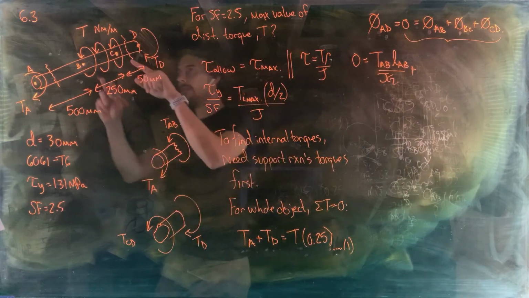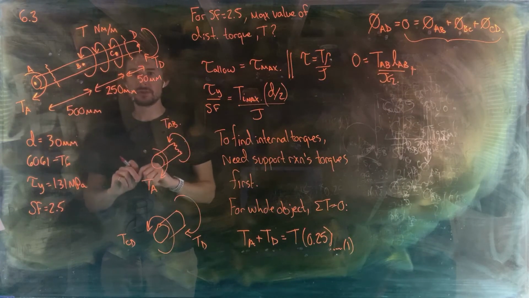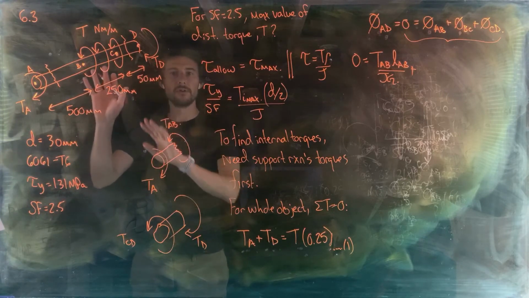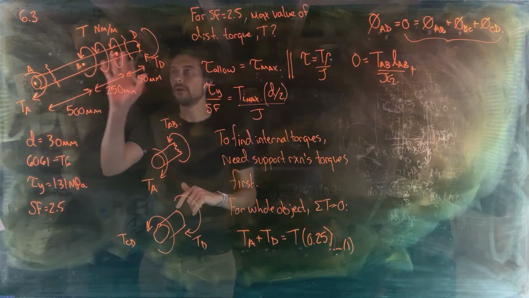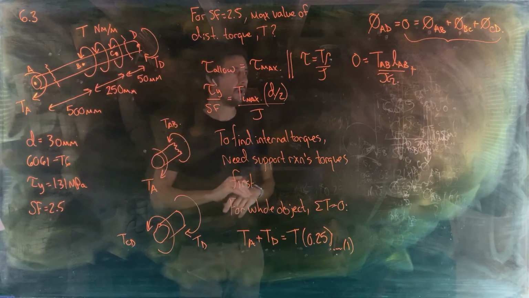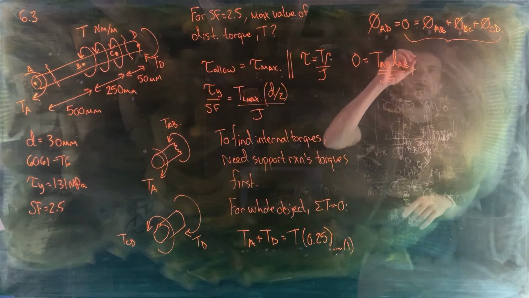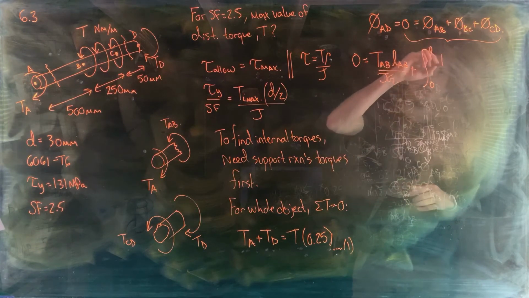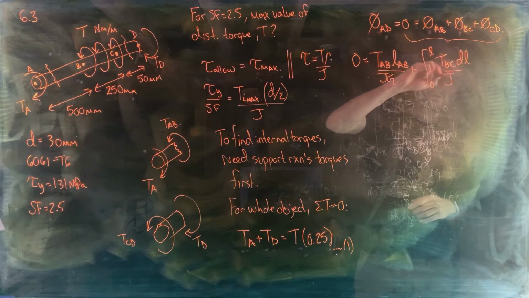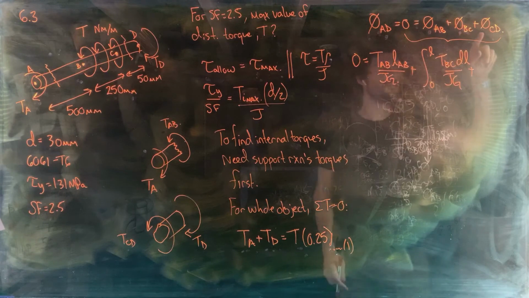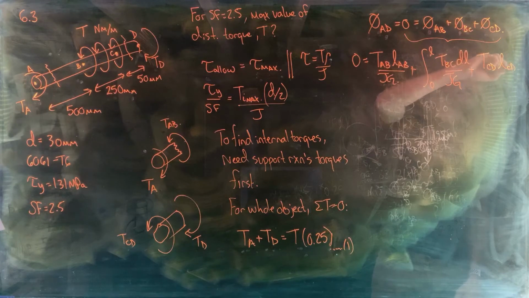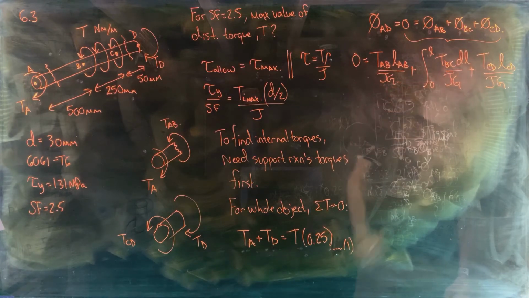Now for BC, this section of the rod has a distributed torque on it, and whenever you have something that experiences a distributed load or a distributed torque, the internal forces are going to change continuously over the length. So we need to use the integral form of the angle of twist equation. So we've got the integral from 0 to L of TBC dL over JG, plus, now our final term, the internal torque in CD times the length of CD over JG.